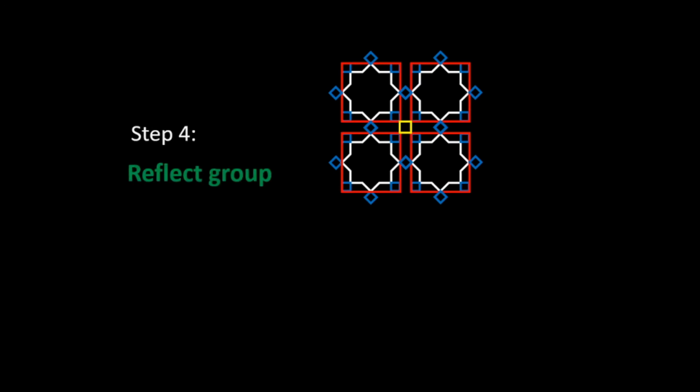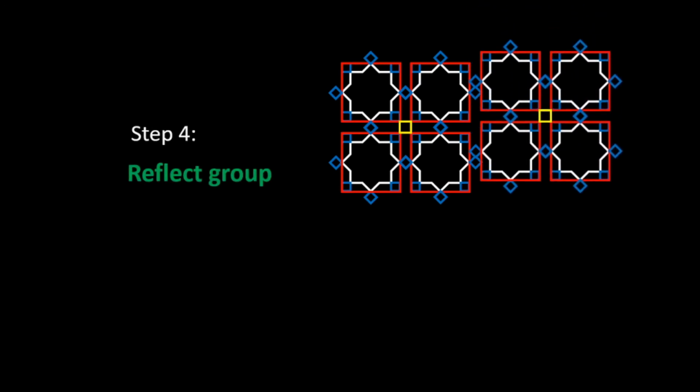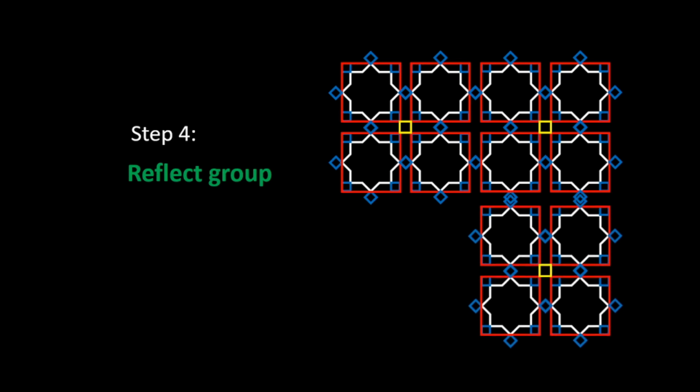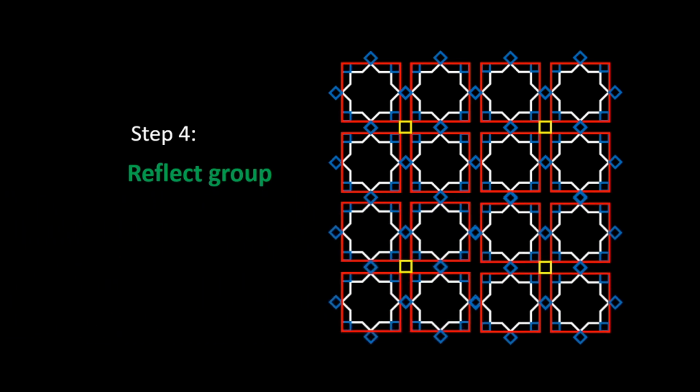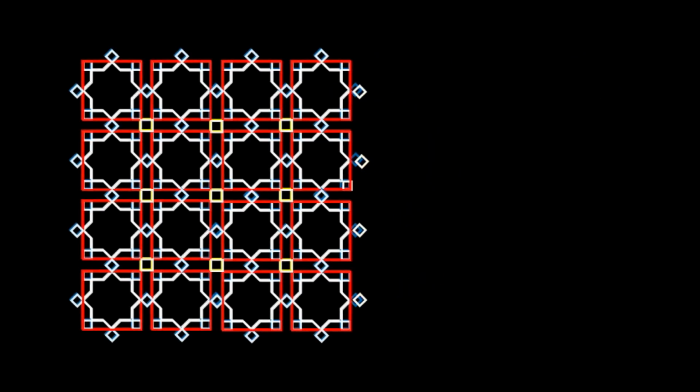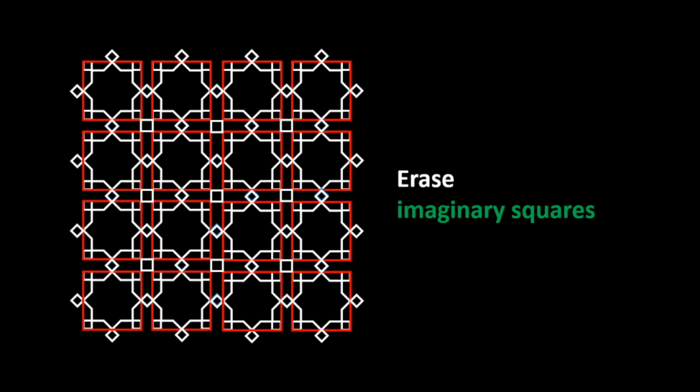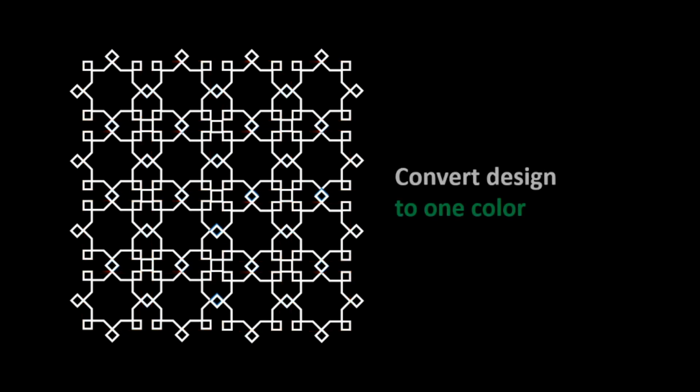Step 4. Now reflect the complete group in all 4 directions to cover the desired surface. To make your design dense, scale your group down 50%. This will allow you to place double the number of groups on the same surface area. Next, make sure all the required squares of the intersection are in place. Erase all the imaginary squares. Convert the design to one single color.